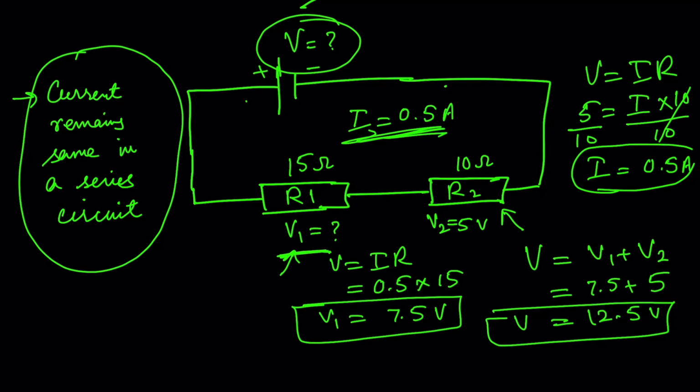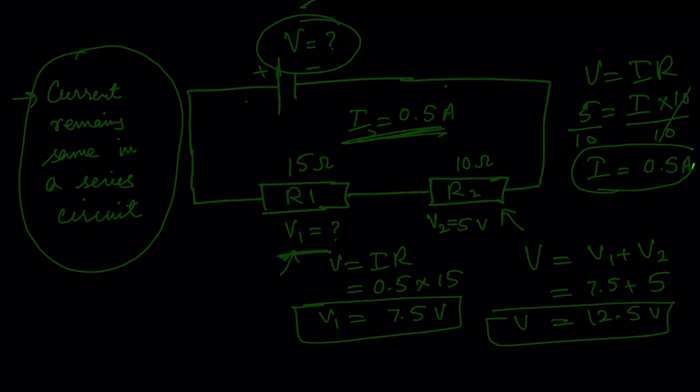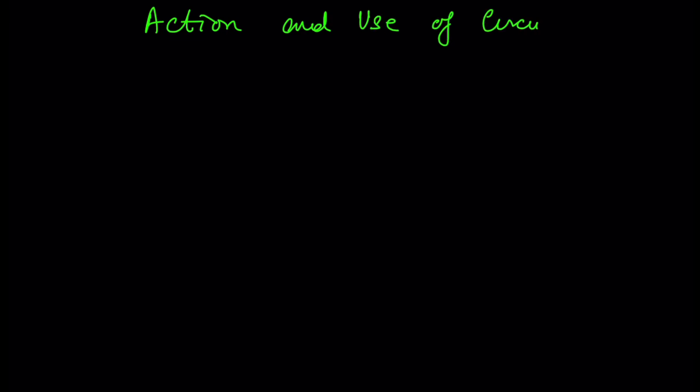Okay, now we have to discuss the action and use of some of the circuit components. In the beginning, I discussed the symbols. Now we'll discuss some of the functionalities of the circuit components. So, the action and use of circuit components. We have already discussed the ammeter, voltmeter, resistor, battery, and switch. Now we have to discuss two more components.